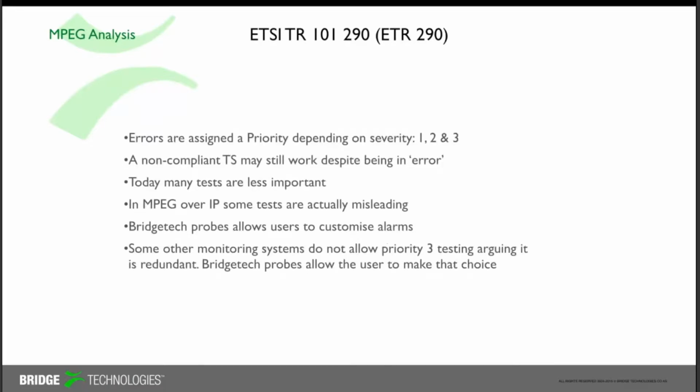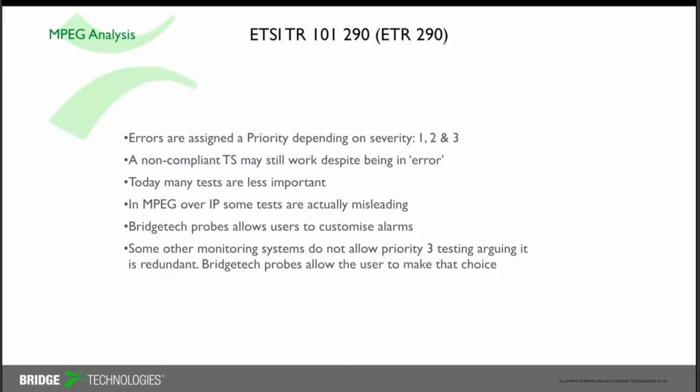So errors are assigned a priority depending on severity, priority 1, priority 2 and priority 3. A non-compliant transport stream may still work despite it having errors. And this is very important to remember, because when we look at transport streams now, 28 years later, there's been improvements in the technology, things like buffering, the actual quality of the silicon has improved, and set-top boxes in particular and professional IRDs have become far more resilient to some ETR 290 errors.